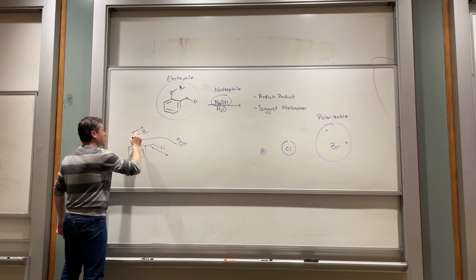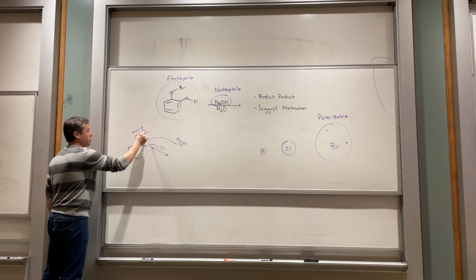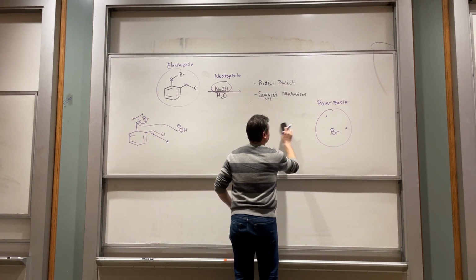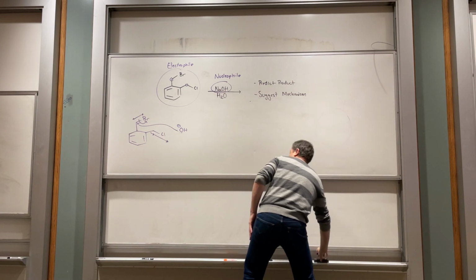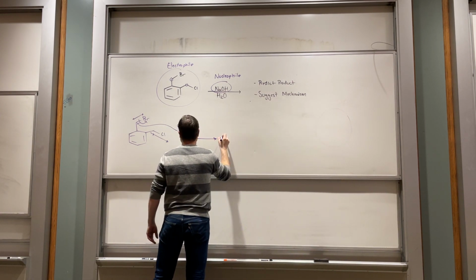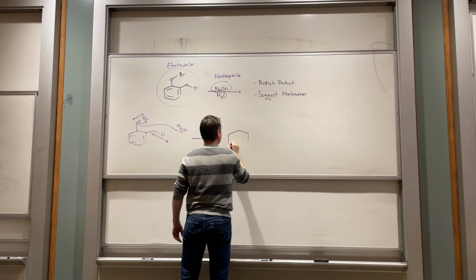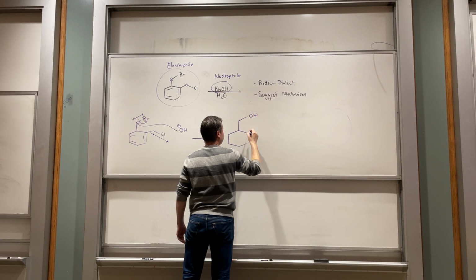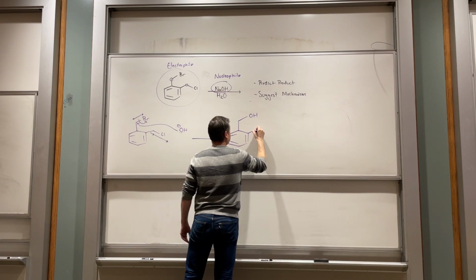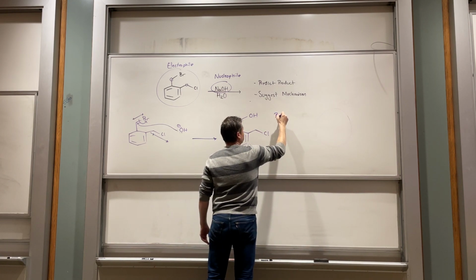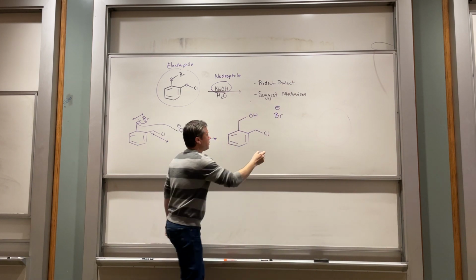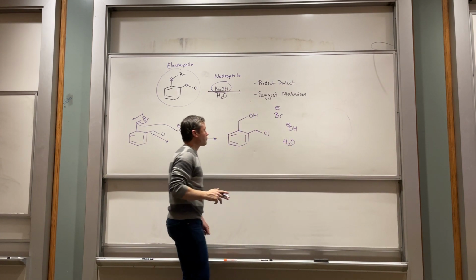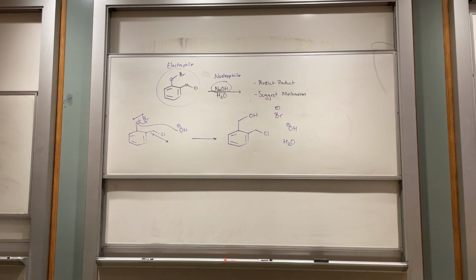So we'll show that addition. We're going to do an SN2 reaction. We'll go over how to choose SN1 versus SN2 today. And then we still have hydroxide and water floating around. All right, so that's going to be our first intermediate.